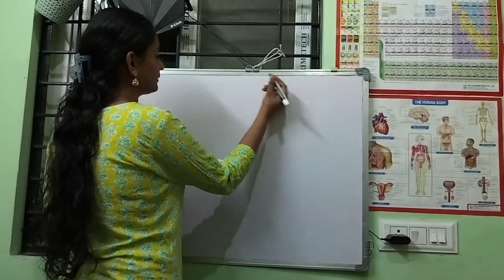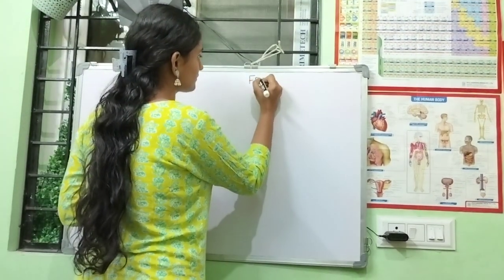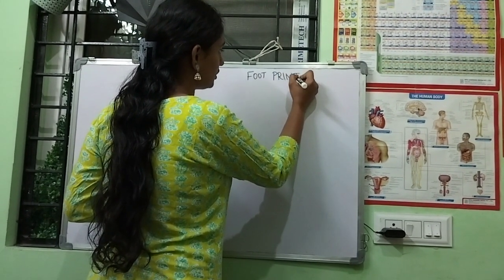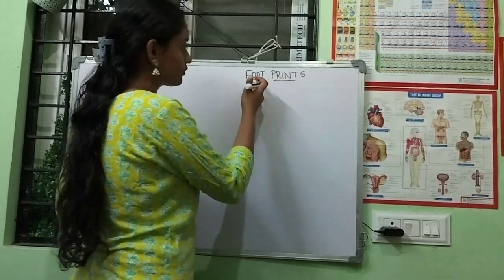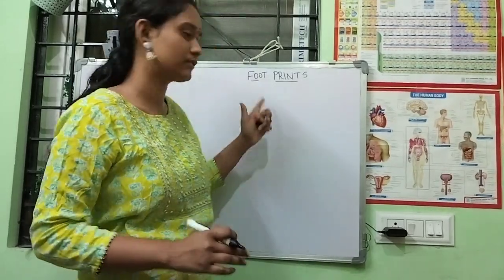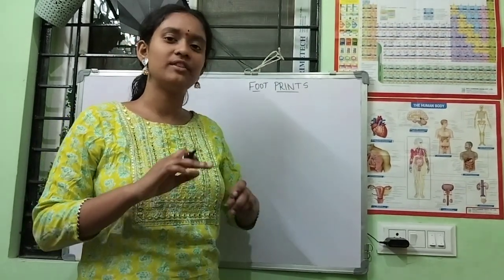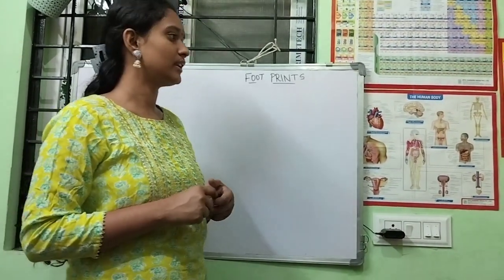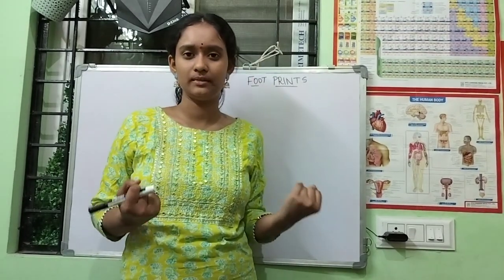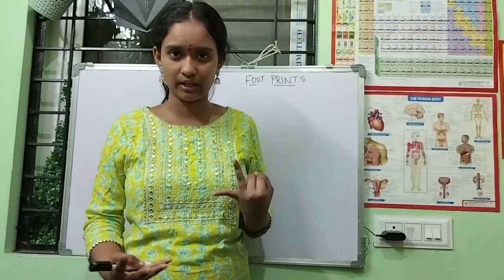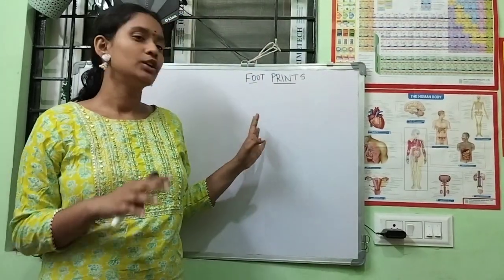Okay, let me write here. So what do you mean by footprints? The foot means the lower part of your leg, the part at the bottom. That is known as the footprint, which is a very important evidence you find in crime cases. For example, if a murder is committed somewhere, or there is a house breaking, theft or robbery, in those cases we can find footprints.